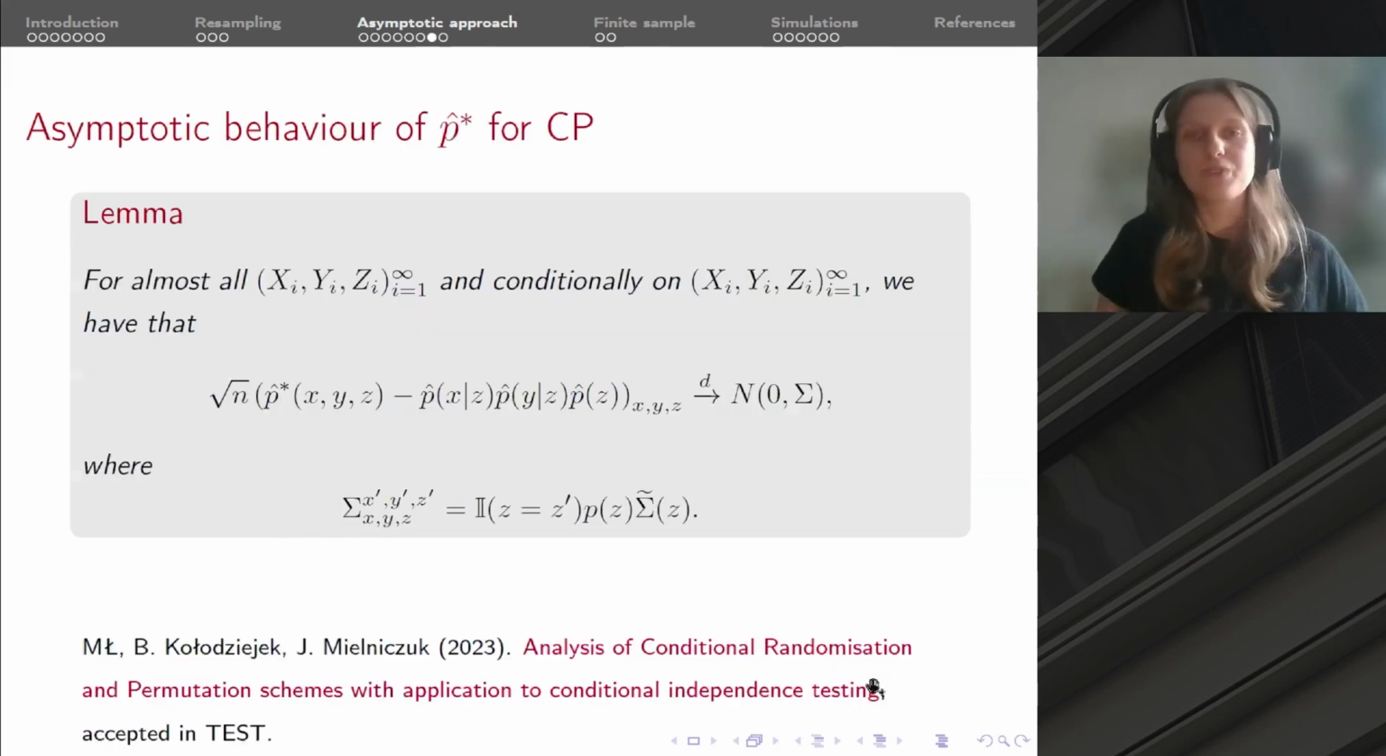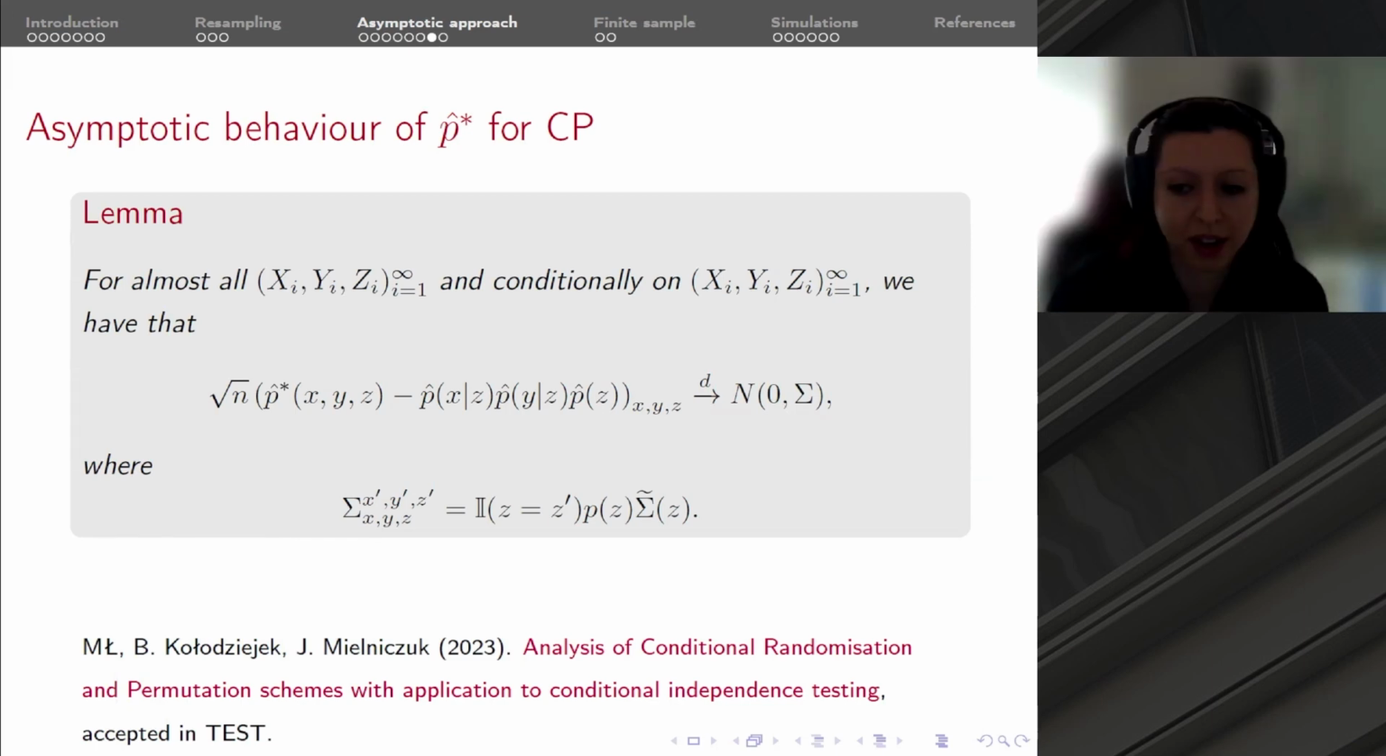And moving to the conditional case, it is in fact... Sorry, you have 3 minutes more. Okay.